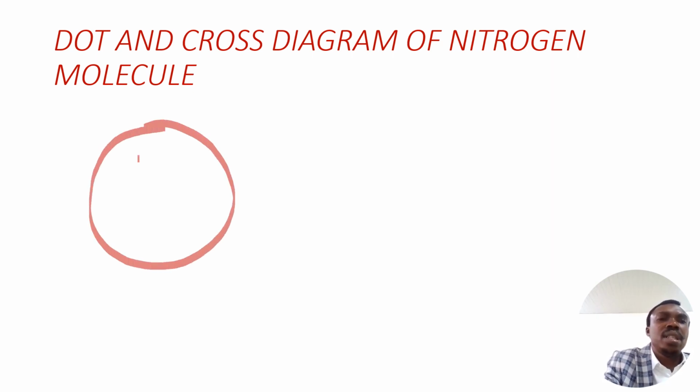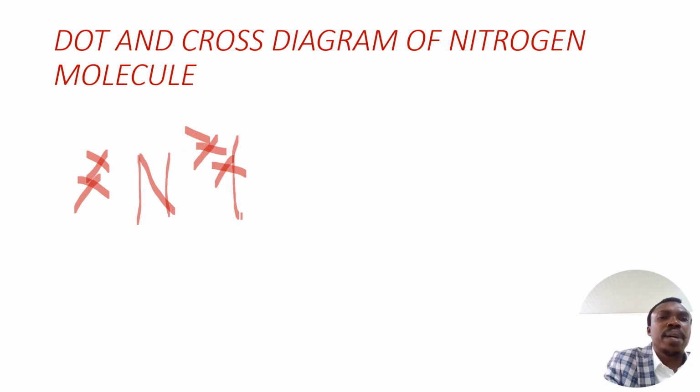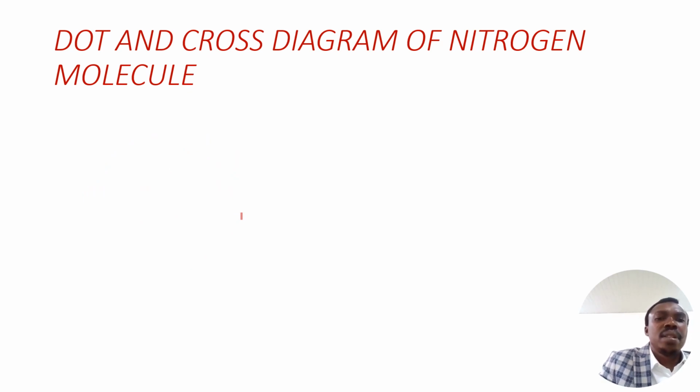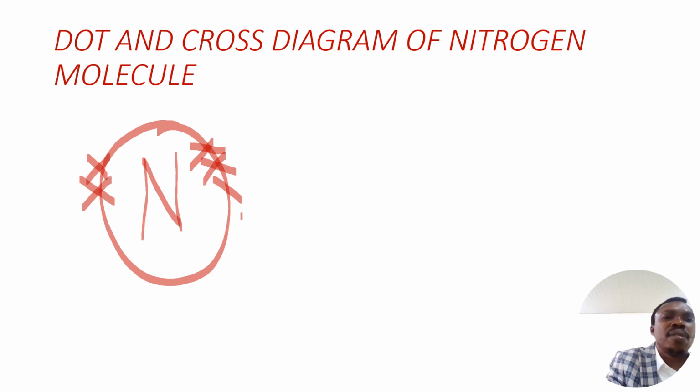So this is nitrogen, 5 electrons in the outermost shell. So you have 1, 2, 3, 4, and 5. So the other nitrogen will come and share with this. Let me erase this so that I can draw it properly. Nitrogen, you have 1, 2, 3, 4, and 5. Then the other nitrogen will come and share.